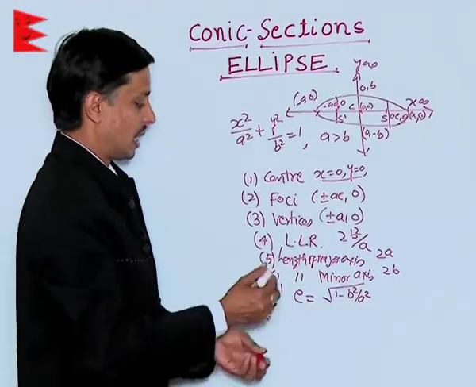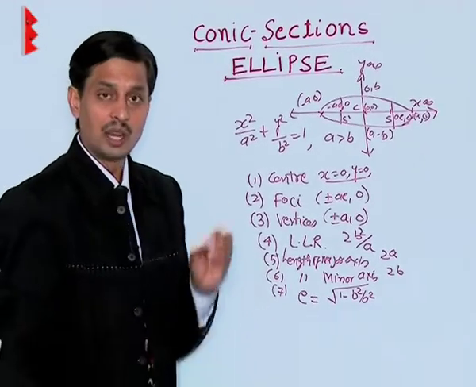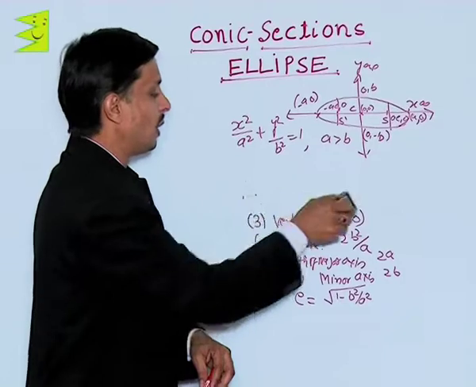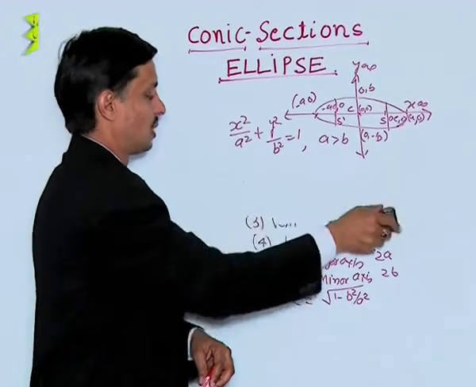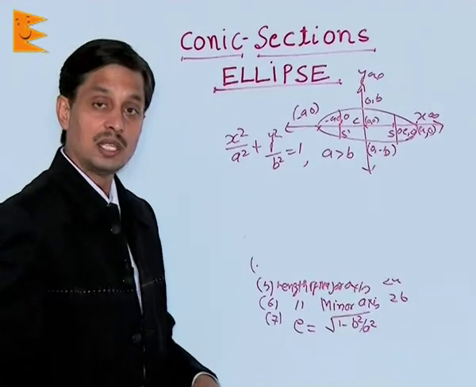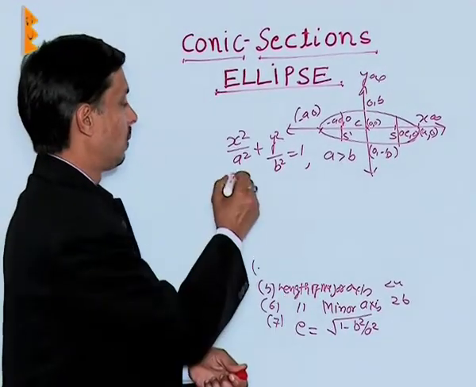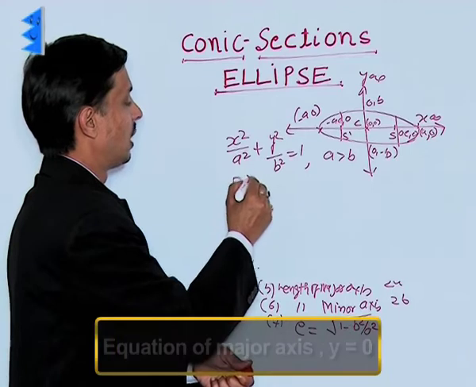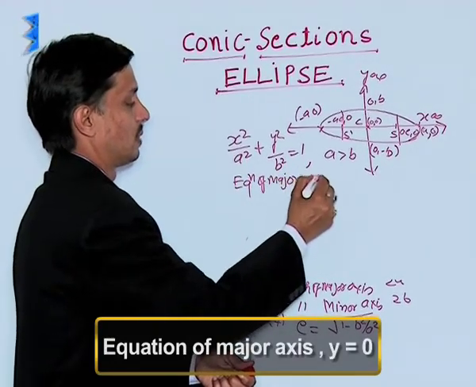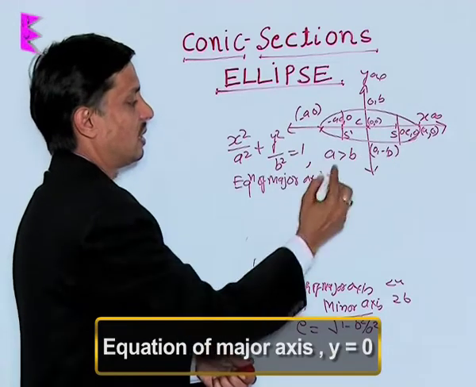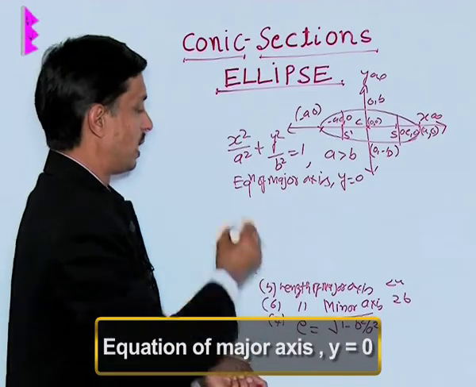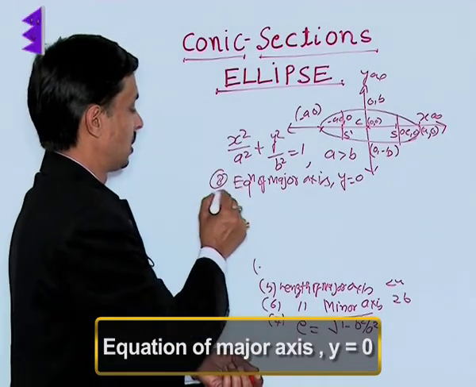After it, I will tell you the remaining informations, that is, 5 other informations to tell you about the ellipse. These are: what is the equation of major axis? Here the x-axis is the major axis, so the equation of major axis is y equals 0. That is the 8th information.